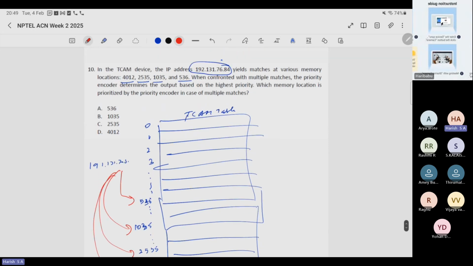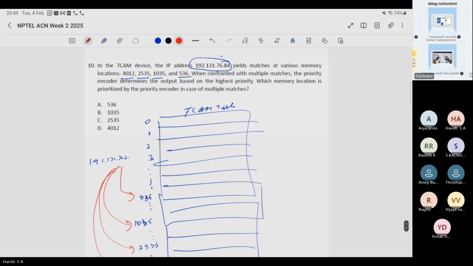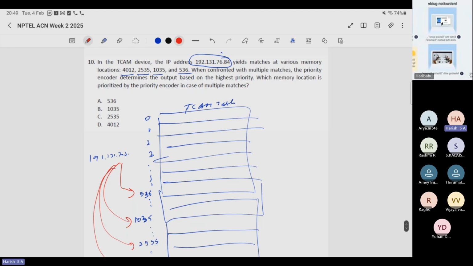Again, you can have multiple memory locations. So what will you give priority to here? If there are multiple matches, which one will you choose? The answer is very simple. The very first match that you get is what you choose. So the answer is 536. That's it.